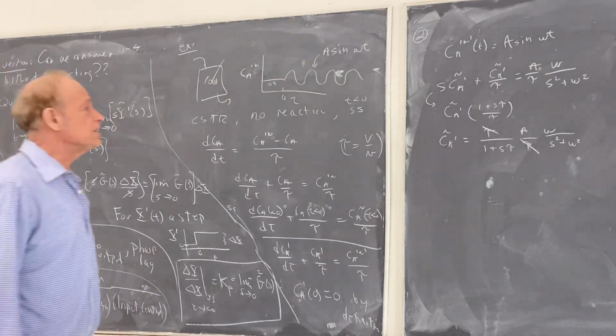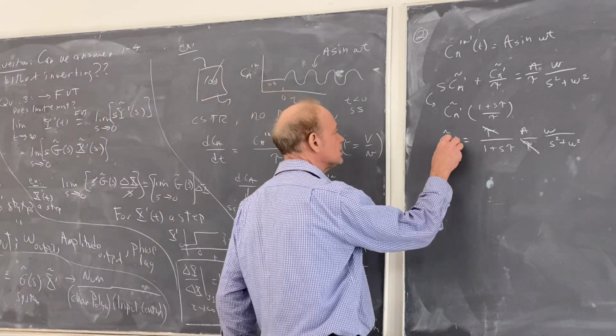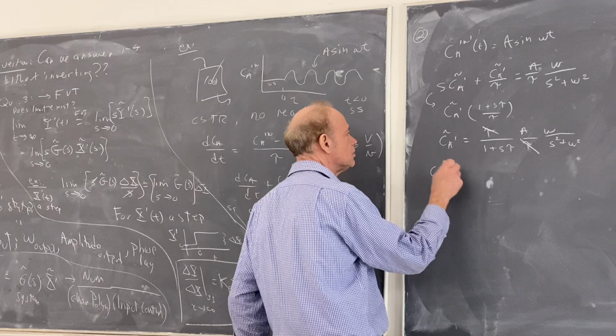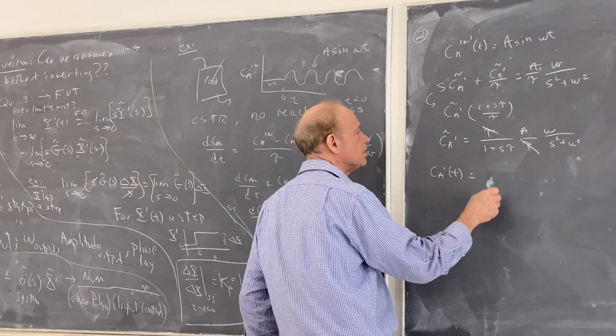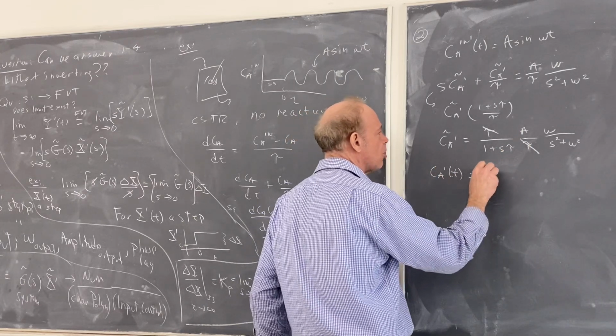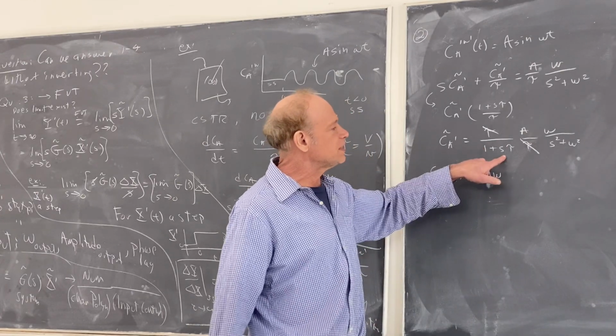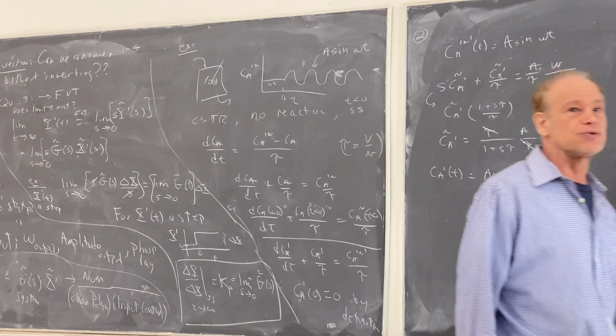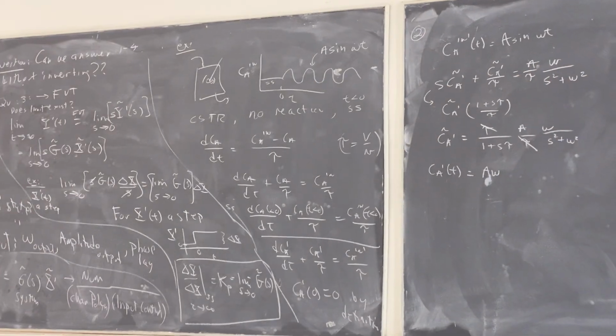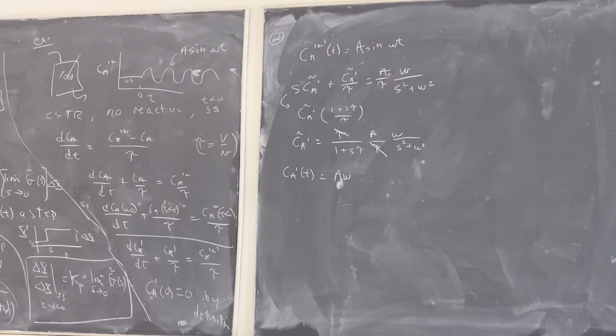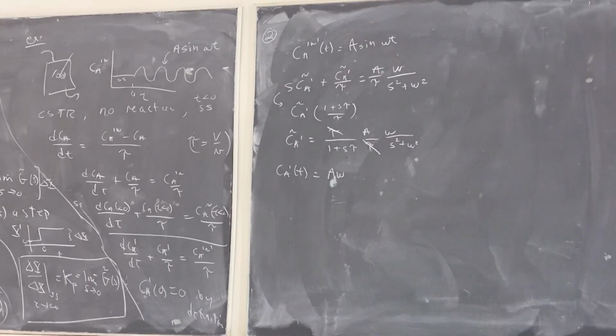So notice, if I want to invert this, let's just invert it to get CA prime of t. The A comes along for the ride, A omega. But I have a 1 over 1 plus s tau, s squared plus omega squared. Someone look in the table and see if you can find that. Look in the table.